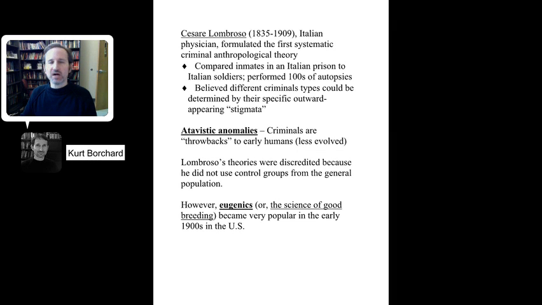When we talk about biological predispositions toward crime and early theorists, we should absolutely mention Cesar Lombroso, who lived 1835 to 1909. So he was after the Enlightenment, really moving into contemporary times. And Lombroso is sometimes referred to as the father of criminology, one of the main founders. And he's certainly the founder of criminal anthropology.